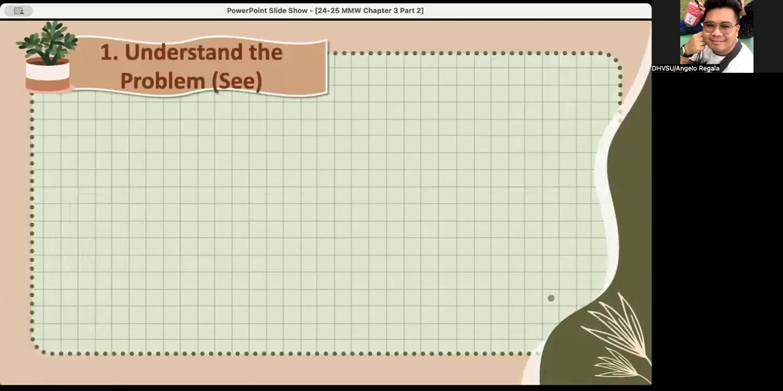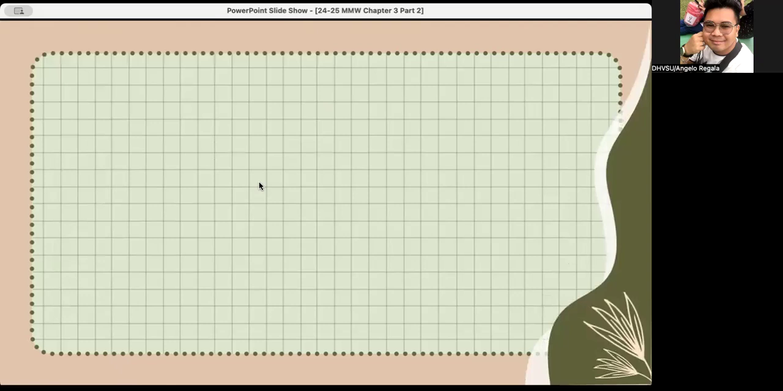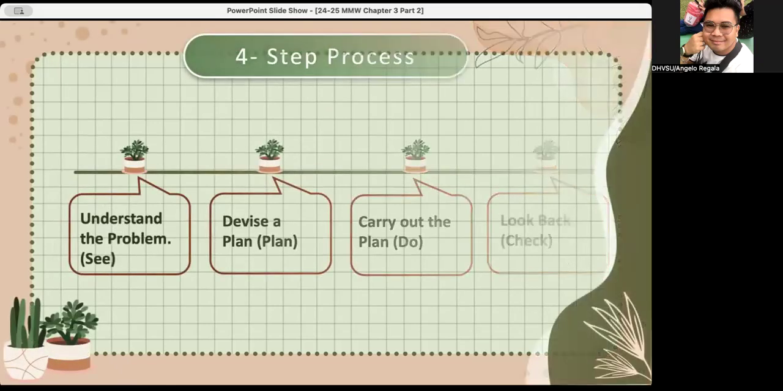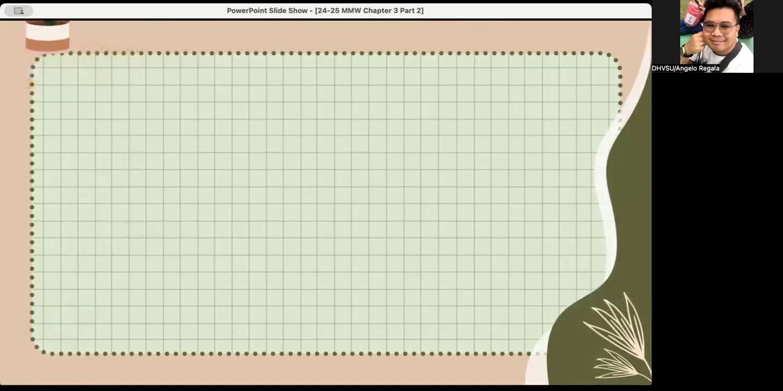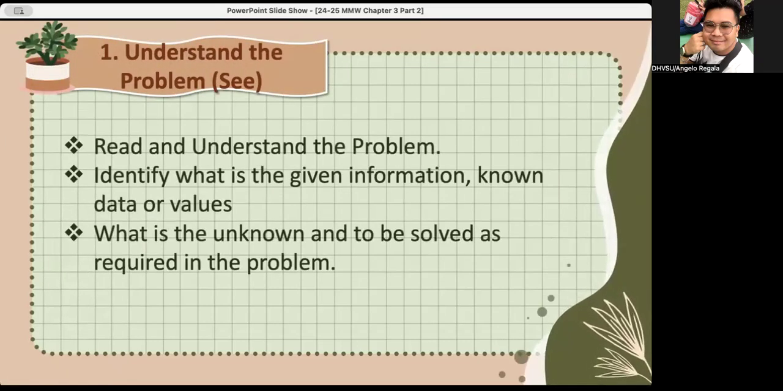So let's have the first one, understand the problem. In understanding the problem, you can understand the problem by identifying ano ba yung mga given information doon sa problem na meron tayo. Ano ba yung mga values? Ano ba yung hinahanap natin? Okay, so yun daw yung best way in order for us to understand the problem.